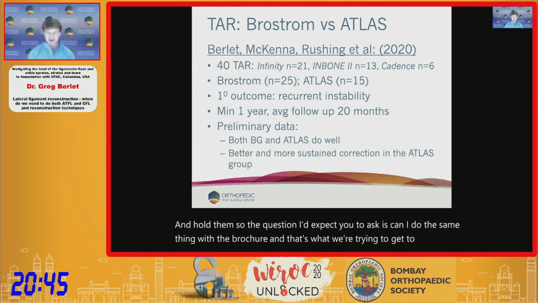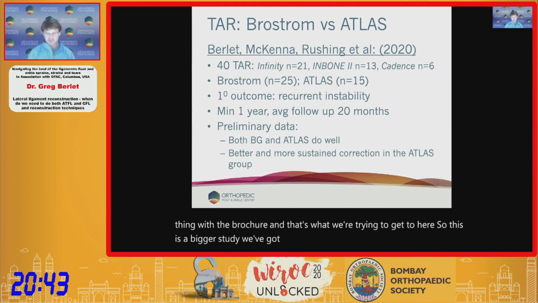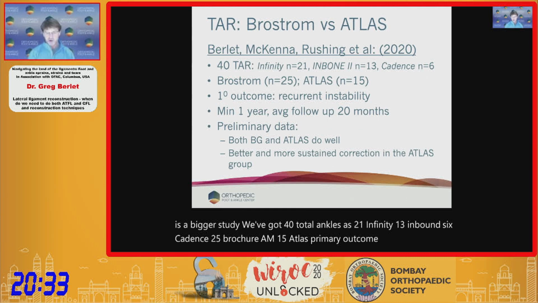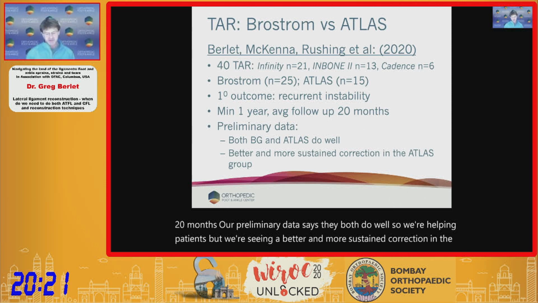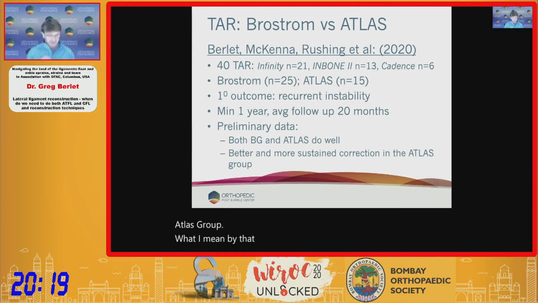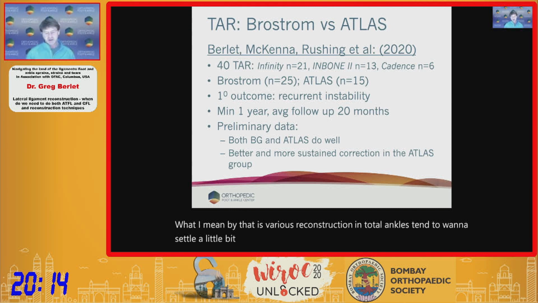So this is a bigger study. We've got 40 total ankles, 21 Infinity, 13 INBONE, 6 Cadence, 25 Brostrom, 15 Atlas. Primary outcome was recurrent instability with a minimum of 1 year follow-up. Our average follow-up is 20 months. Our preliminary data says they both do well, so we're helping patients, but we are seeing a better and more sustained correction in the Atlas group. What I mean by that is varus reconstruction in total ankles tend to want to settle a little bit back towards varus, and in our Atlas group, we're seeing less of that tendency.